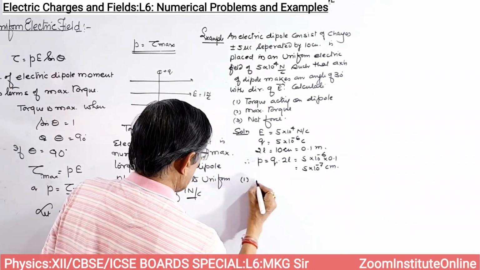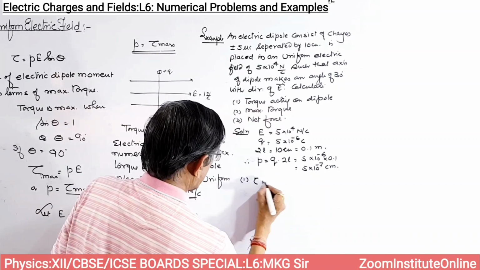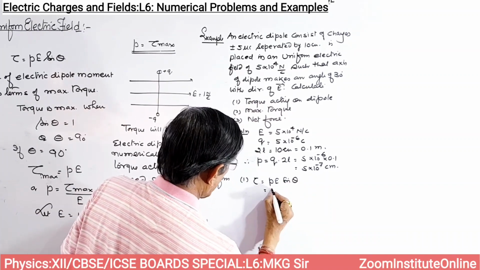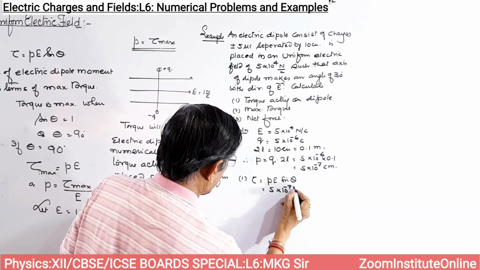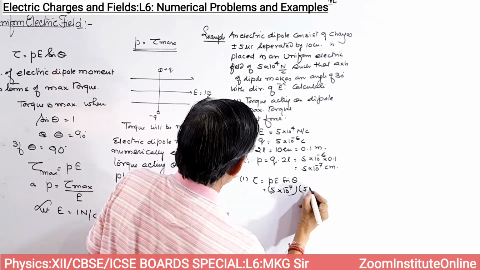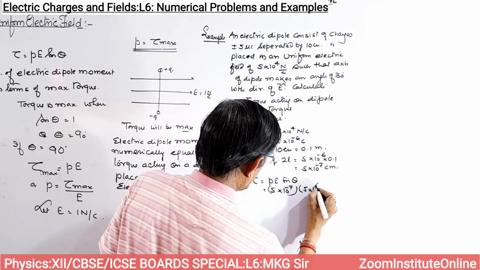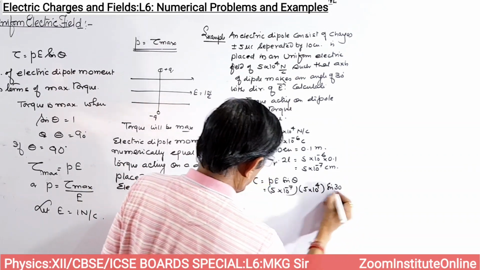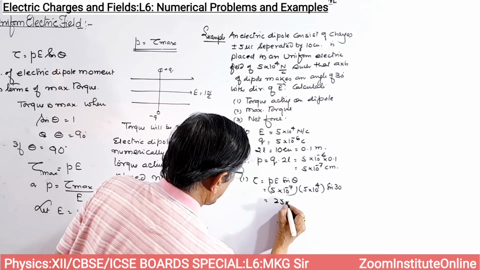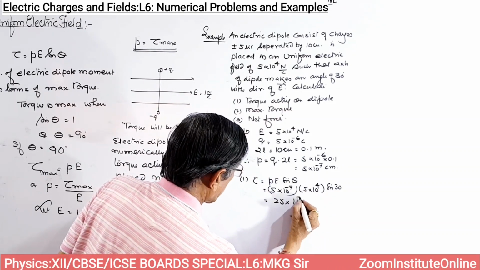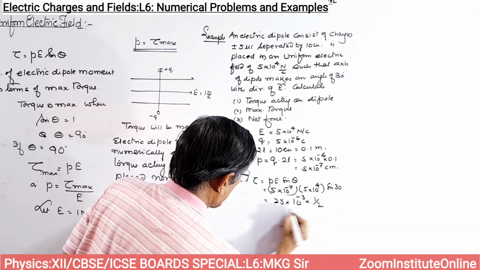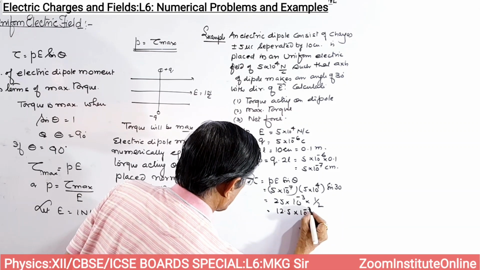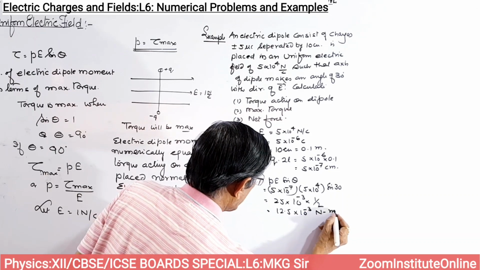So first answer, tau is equal to PE sin theta. So P is equal to what? 5 into 10 to the power minus 7, dear students. What is E? 5 into 10 to the power what? 4. And sin theta, sin 30. So 5 5 are 25 into 10 to the power minus 3 sin 30 1 by 2. So answer will be 12.5 into 10 to the power minus 3 Newton meter.